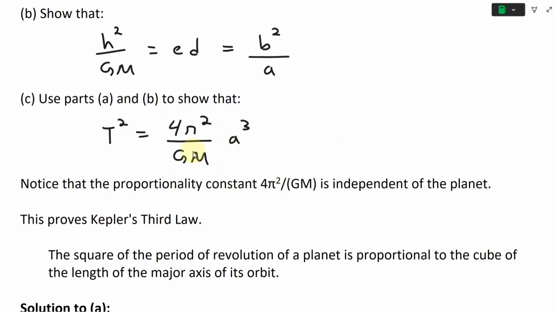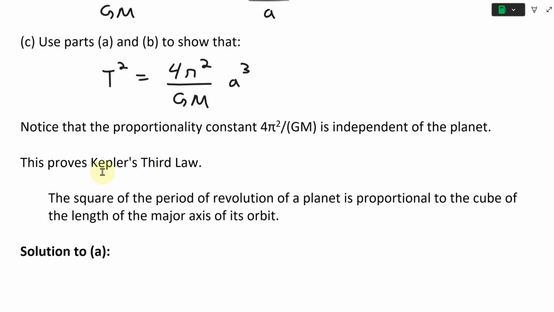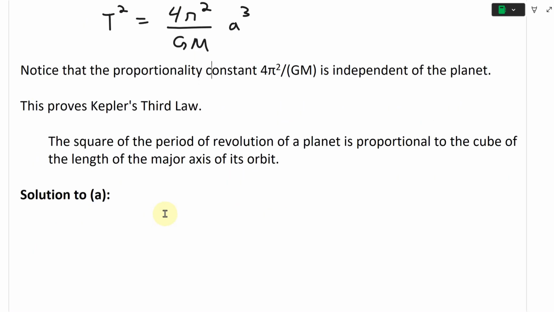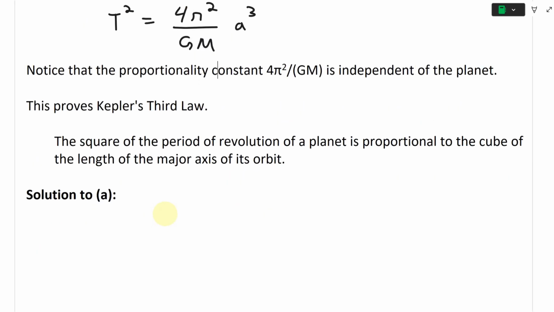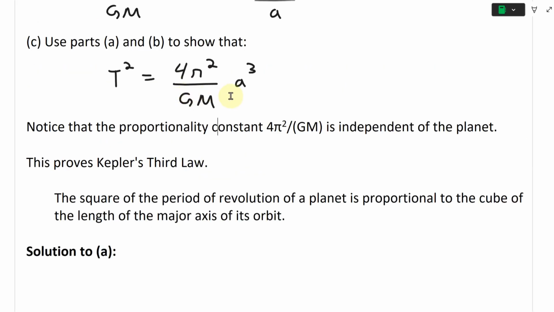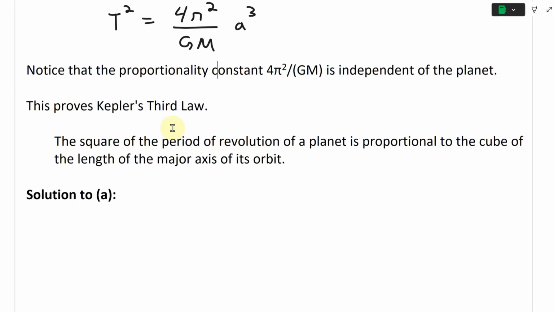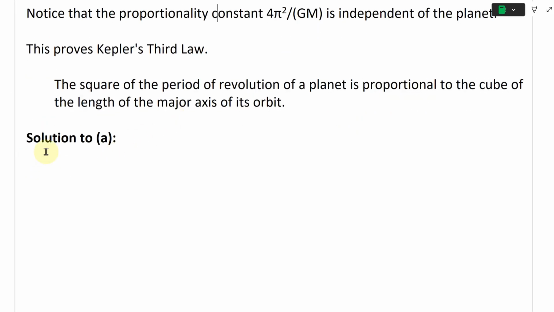All right, so since it's independent of the planet, this proves Kepler's third law: the square of the period of revolution of a planet is proportional to the cube of the length of the major axis of its orbit. And there's the cube right there. So T squared is proportional to a cubed. It's fascinating stuff.